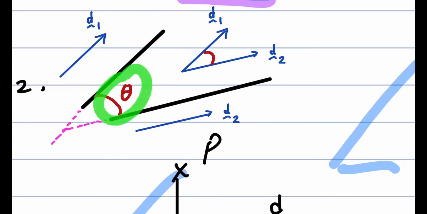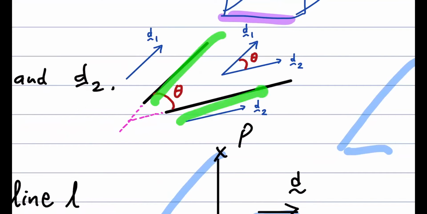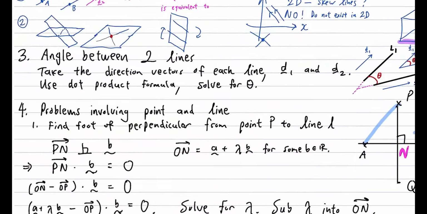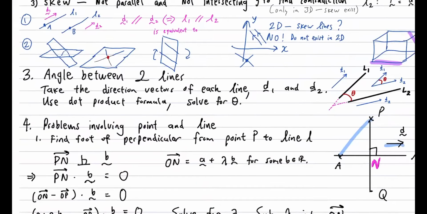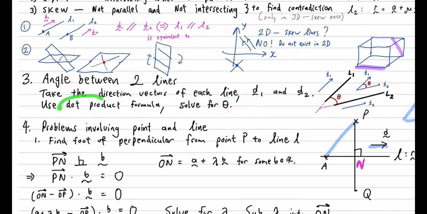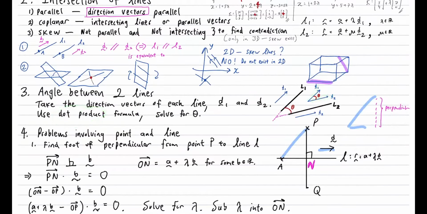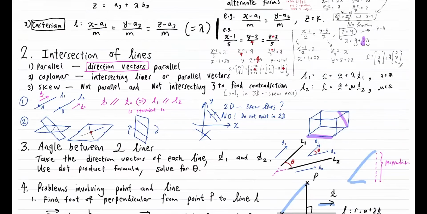What do you notice about these two angles? They are the same. So that means in order to find the angle between two lines, L1 and L2, you just need to find the angle between the two vectors. Does it make sense? Okay, that's exactly what I wrote here. Take the direction vector D1, D2 of each of the lines. Use the dot product formula to solve for theta. Remember the dot product formula? How do you find the angle between two vectors?